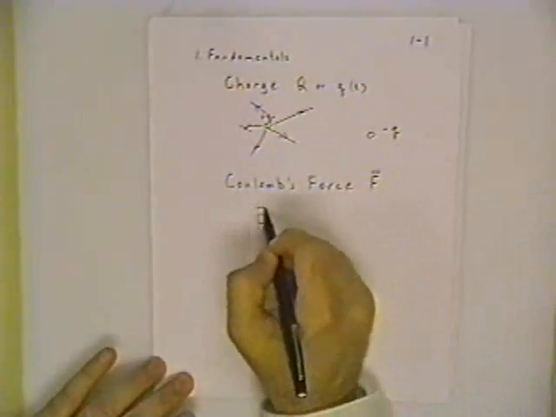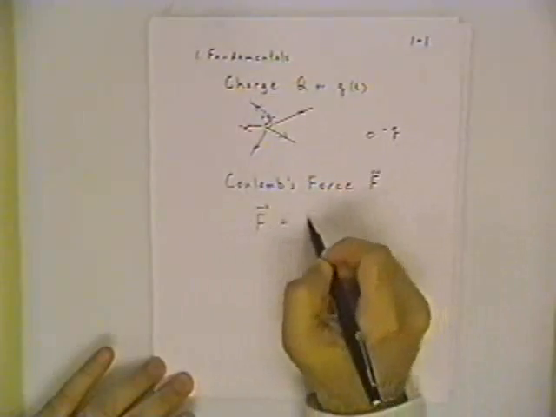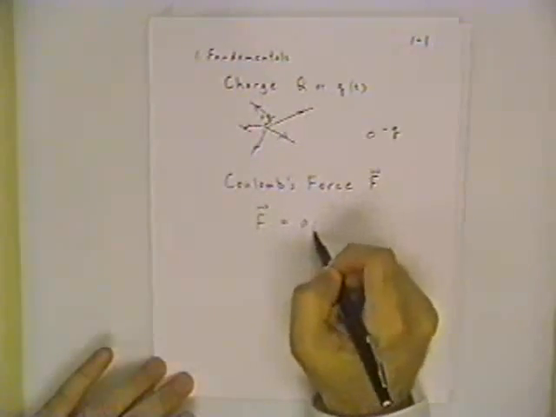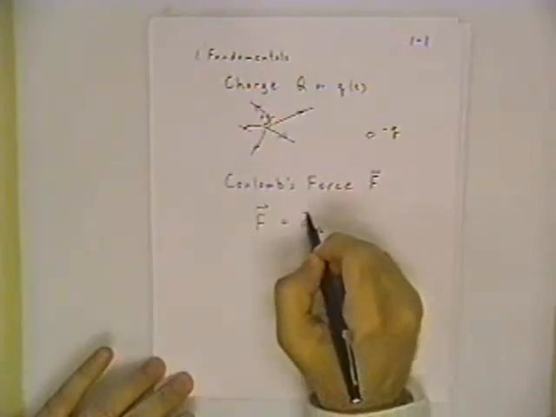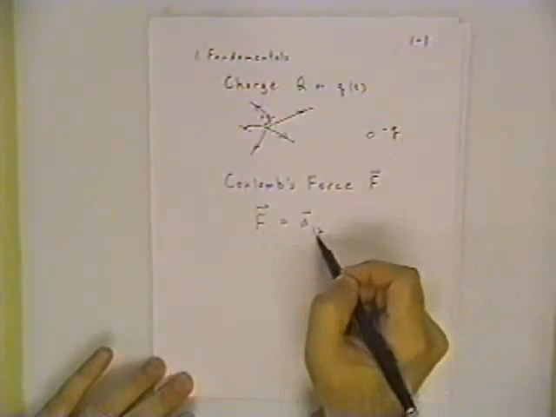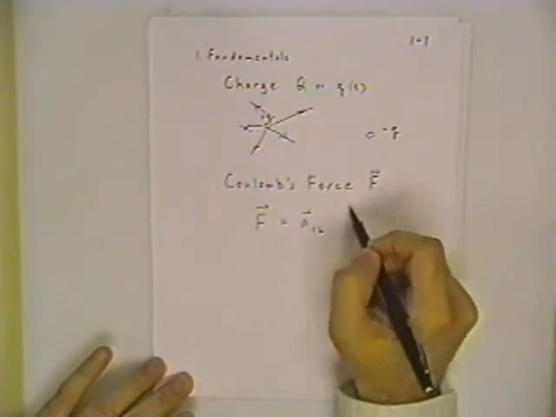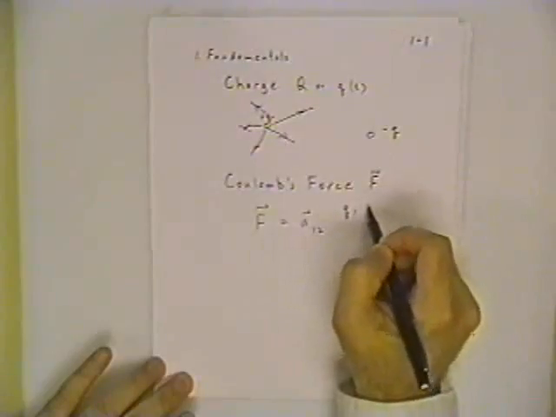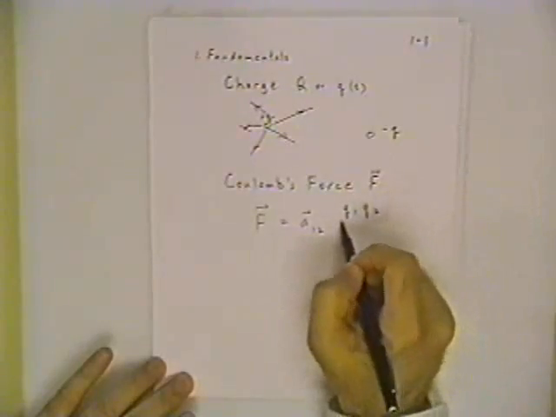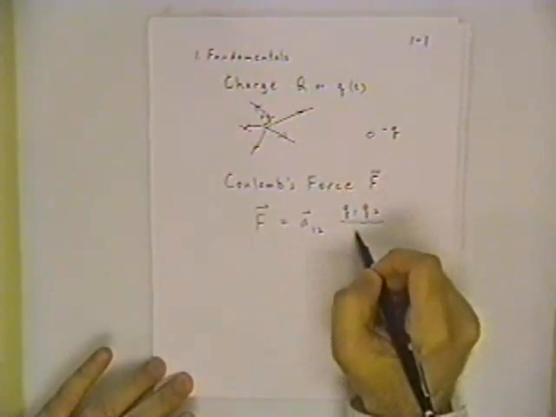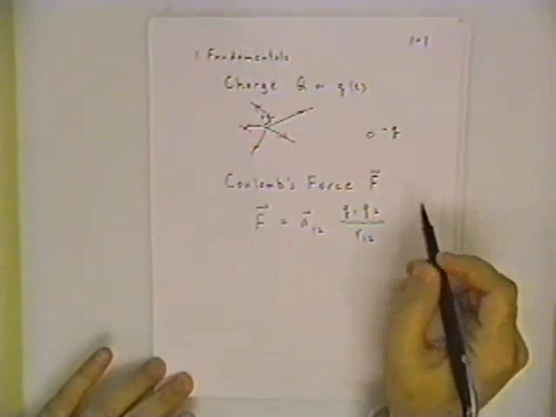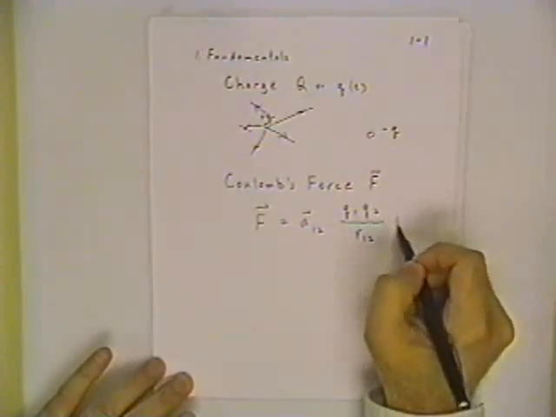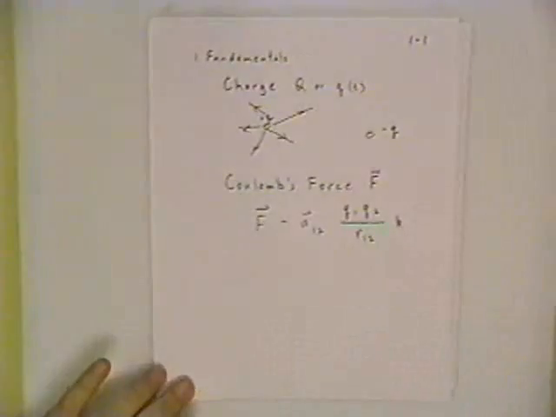You might recall that this is a vector force. It's a vector direction from charge 1 to charge 2, and then the magnitude of that is the product of the charges divided by the separation between them. And there's a multiplication constant just to get the units right. It's alternately called K and K sub C for Coulomb.